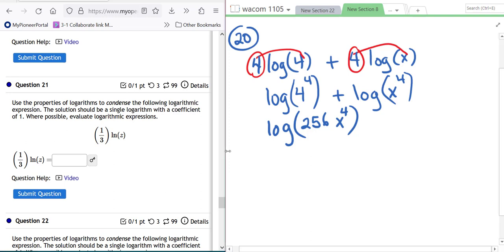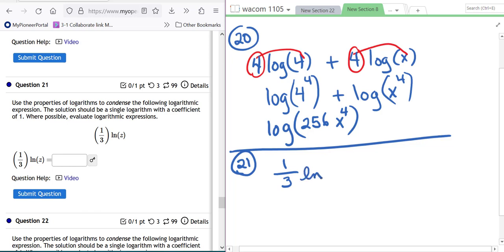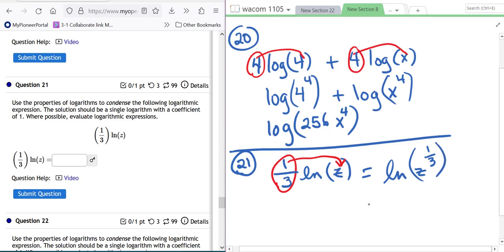We can put that one down here. They will want you to put this one back as a root. All right, so it's down front. It is going to be an exponent. So this will be the natural log of z to the 1/3, which is the cube root. So the natural log of the cube root of z.